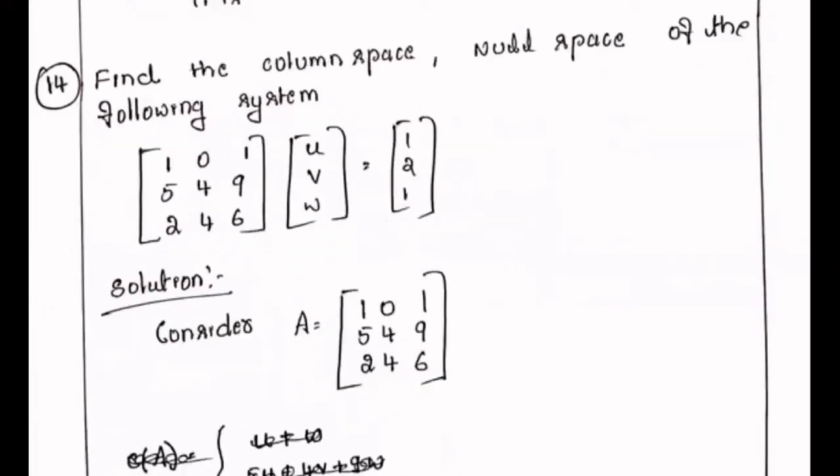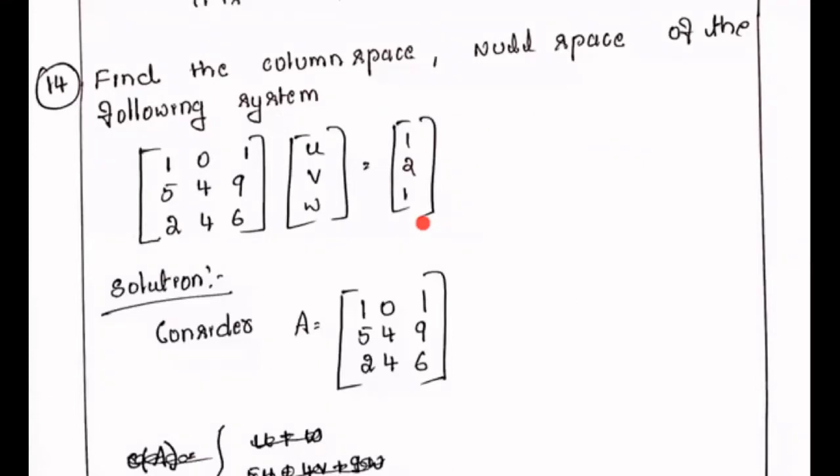Next is this. Let's solve one problem related to it. Find the column space and null space of the following system. Here you can observe that this is A, this is X. We'll see why this one should be 0 for null space. In order to calculate the column space, we need this. So this is the equation. If you analyze it, this matrix is nothing but an equation only.